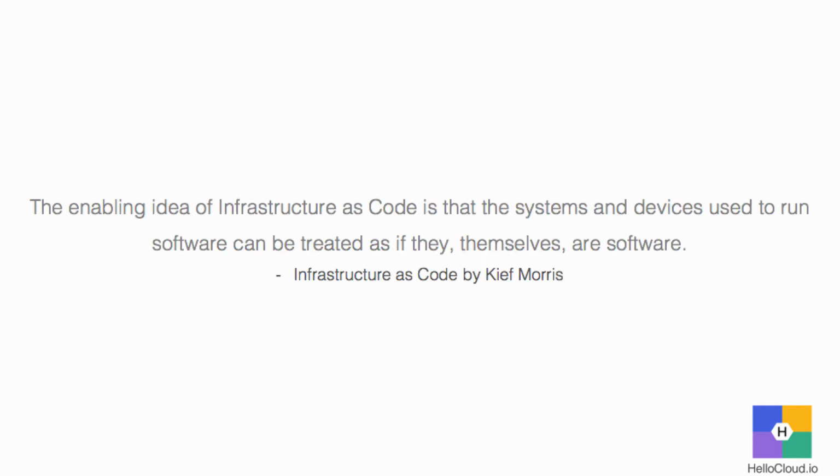And I really like this definition. The idea behind infrastructure as code is that the systems and devices used to run software can be treated as if they themselves are software. Now, many organizations are adopting cloud very quickly, and with infrastructure as code approach and tools, building and managing public clouds such as Amazon Web Services, Google Cloud Platform, Microsoft Azure, OpenStack, and so on becomes a lot easier.